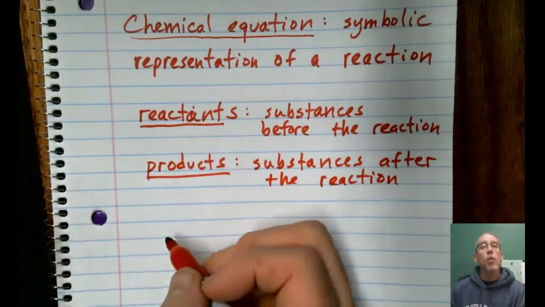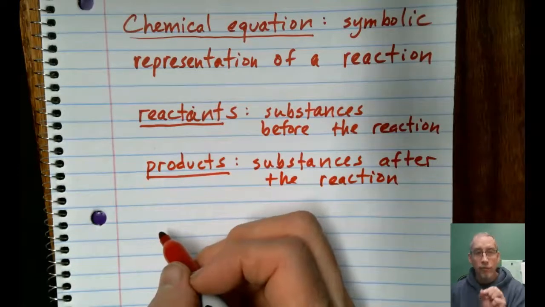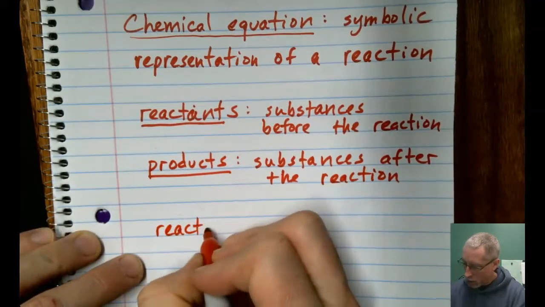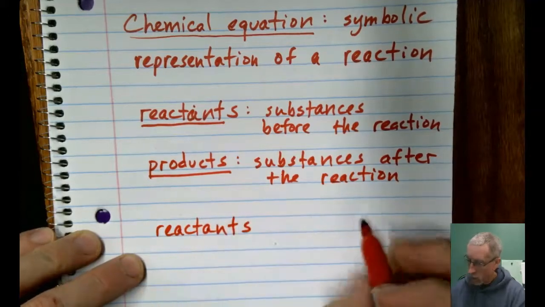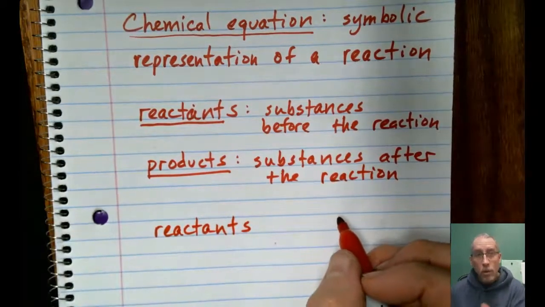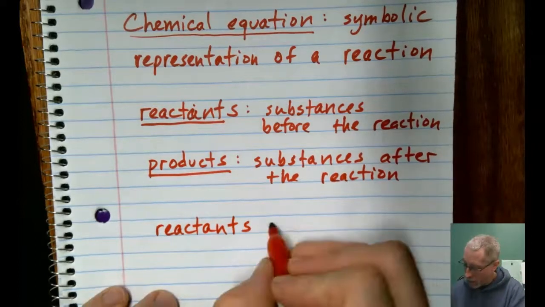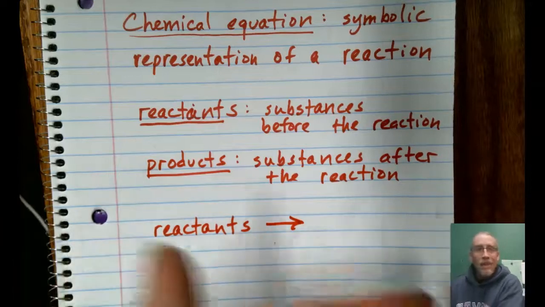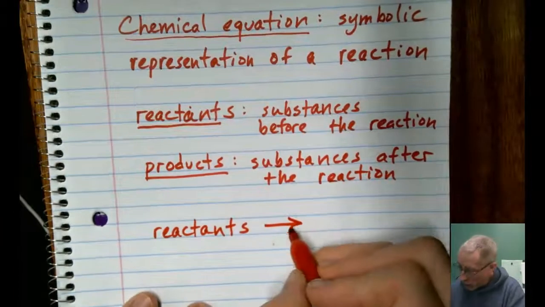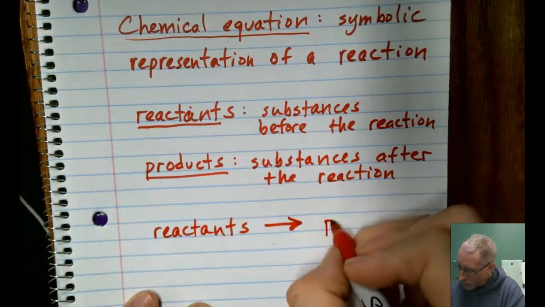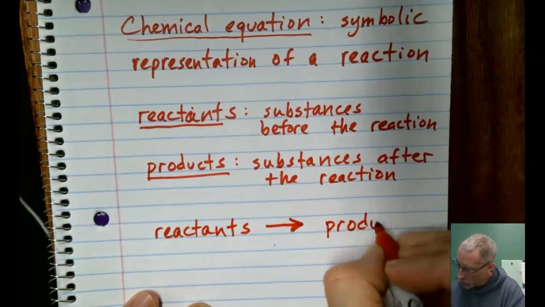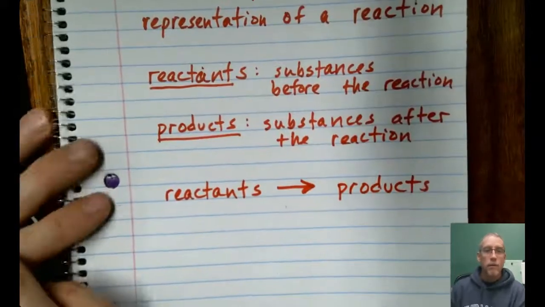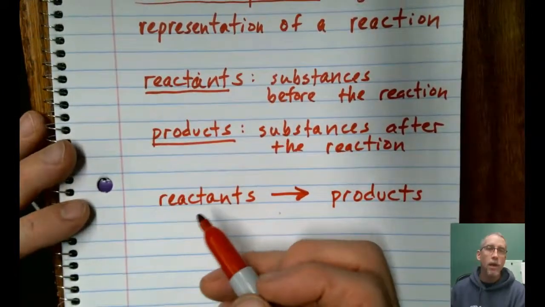So an equation always takes this form. We write whatever the reactants are, and then we use an arrow. We don't use an equal sign, we use an arrow. Basically kind of saying that it turns into something new in this direction. And what it turns into, those reactants become new substances called the products. Okay, so this is the form that it takes.